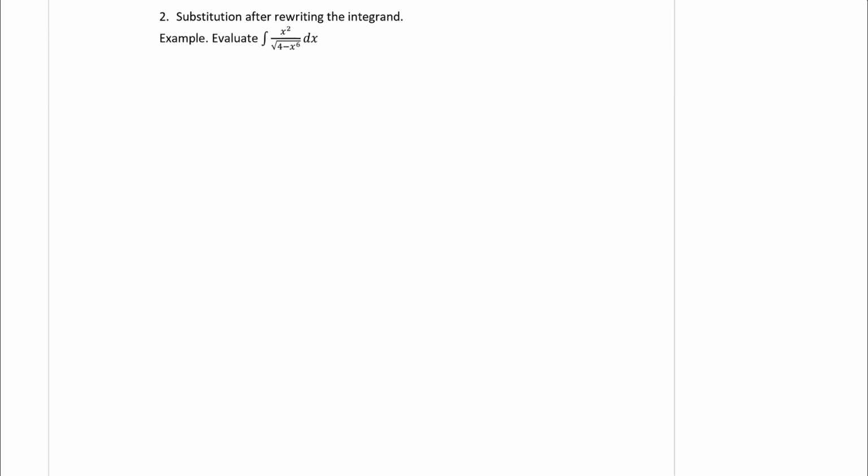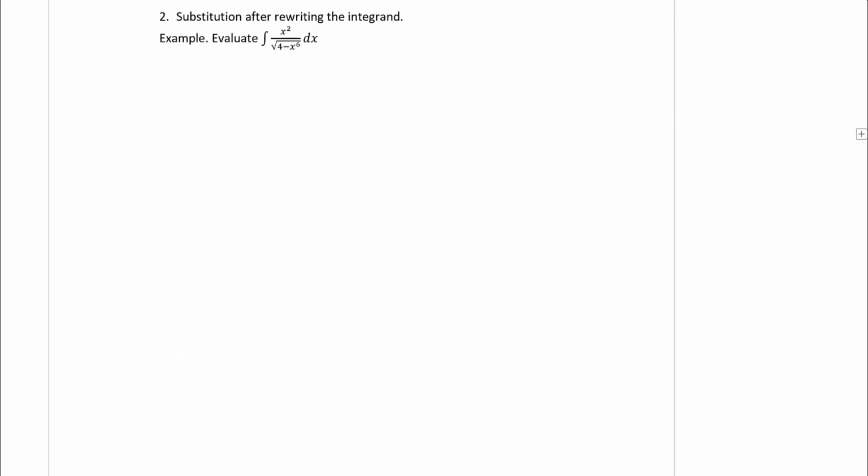Substitution after rewriting the integrand. So let's take a look at this problem. Evaluate the integral of x squared over the square root of 4 minus x to the 6 dx. So when I look at this integral, I think of this integral here. It looks something like that, or even more, it looks something like this one, but it's not really exactly that one because at the numerator we have a variable. But I'm thinking of a combination between this one and what we have here.